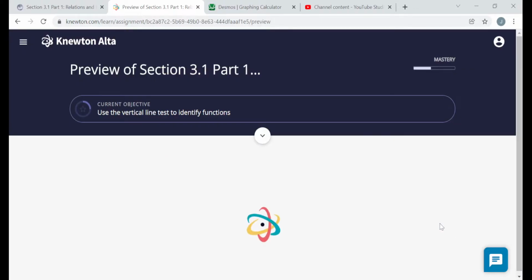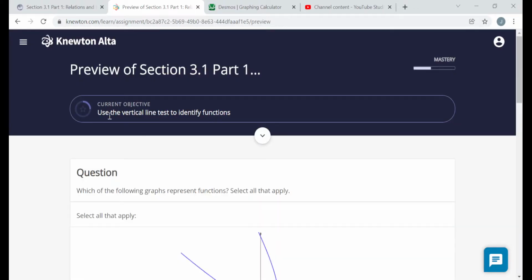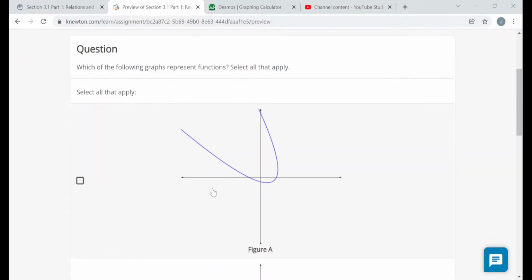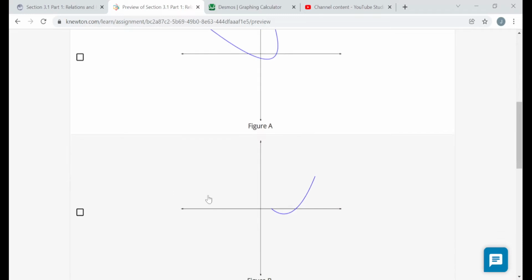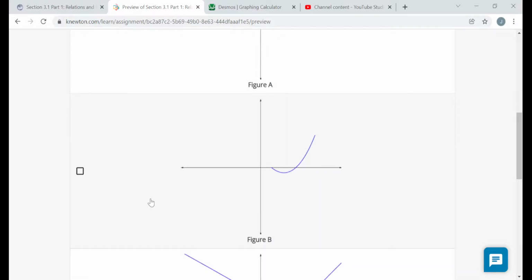All right. Next question, same objective. Again, just which of the following graphs represent functions? Once again here, look, there's a vertical line that hits the graph twice. If you can find any vertical line that hits the graph more than once, y is not a function of x. This is not a function. This one is. Every vertical line I draw hits the graph either 0 times or 1 time, but no more than once.